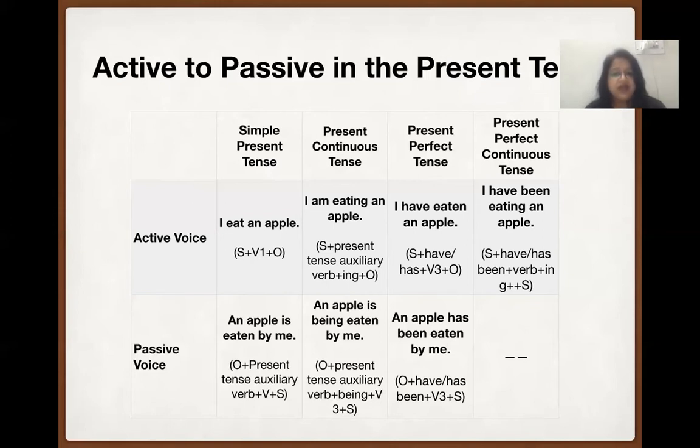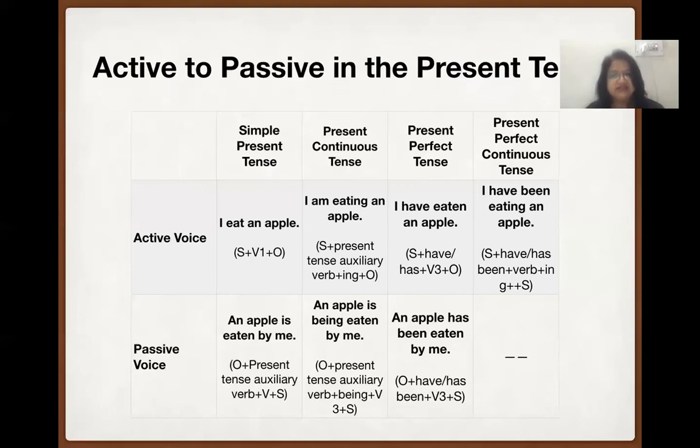Now, again, you use the formula that I have given you below it, which is the passive voice. What is the formula? O. O is an apple. Okay. Present tense auxiliary verb. It is. Then plus being plus V3. V3 is eaten. What is the past participle of eat? Eaten. And S. Subject is me. It clearly becomes an apple is being eaten by me.